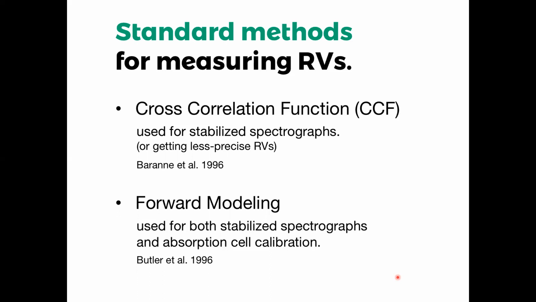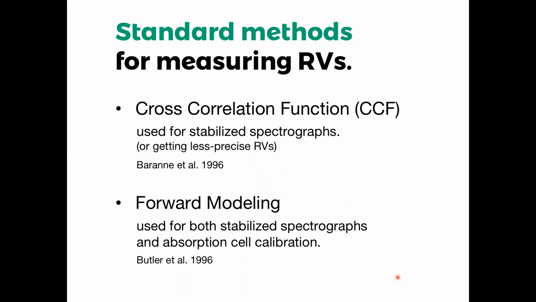And this is also very commonly used for getting less precise radial velocities because it's a method that's relatively easy to implement. So for example, in the extragalactic world, to get some radial velocity of certain emission lines, or measuring the radial velocity of some distant stars in medium resolution spectra to determine membership of star clusters.